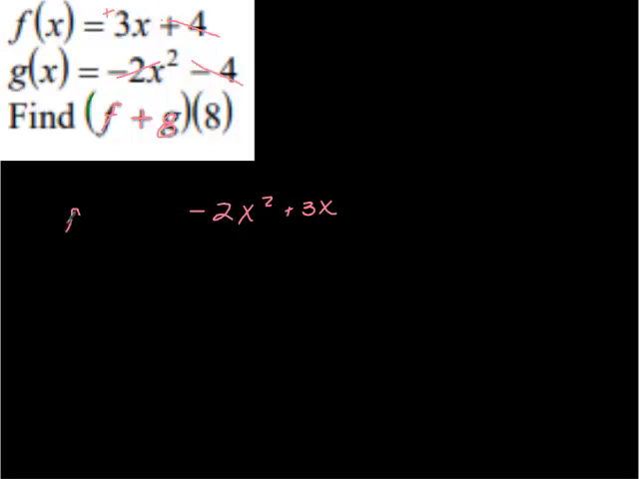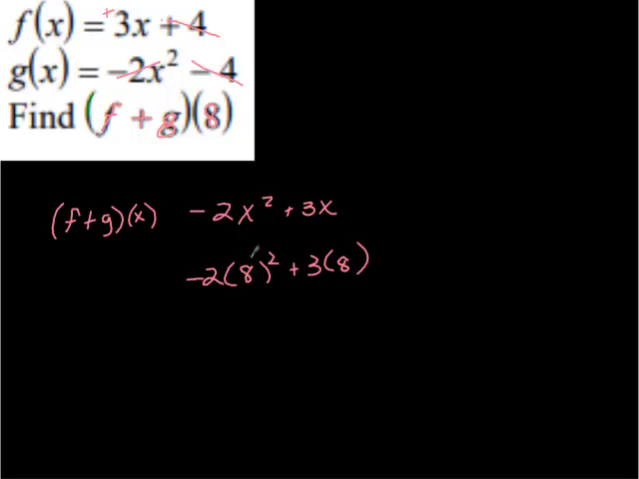That gives us f plus g of x. But they want it of 8, so that's going to give us negative 2, this is where our x will go, plus 3, this is where x will go. They don't want x in there anymore, now they want an 8, so I'm going to drop this 8 into here, and drop 8 into here. So far, so good, I hope.